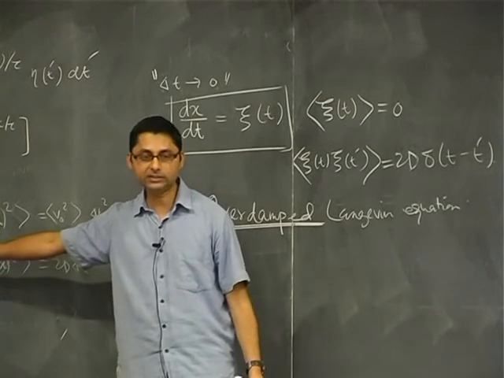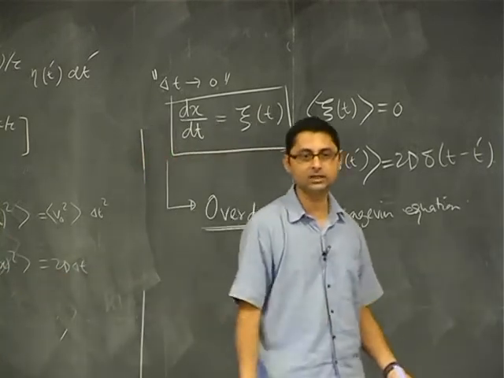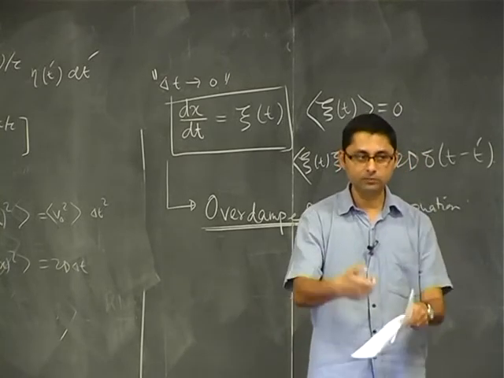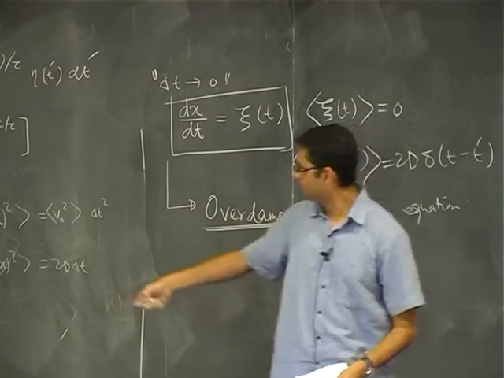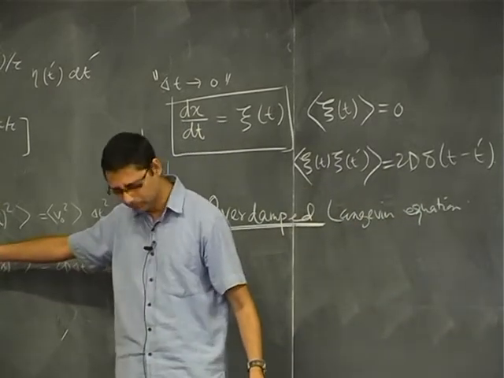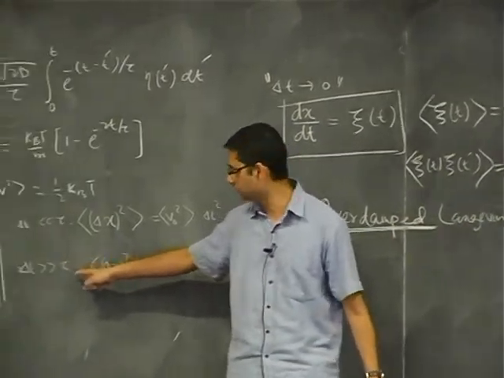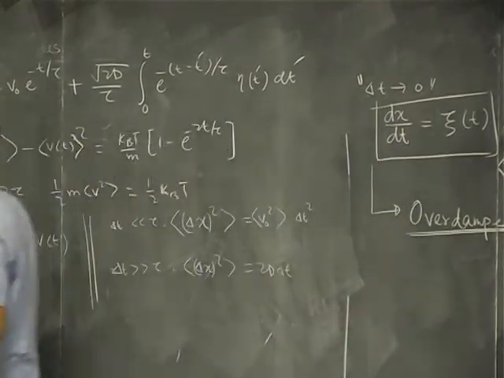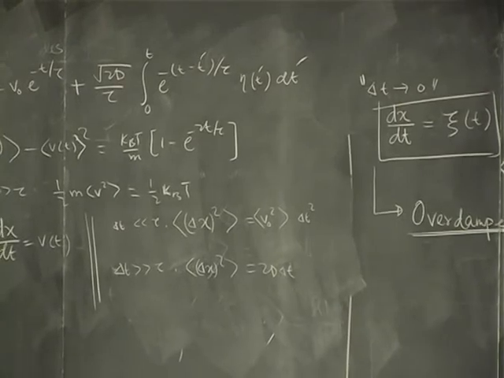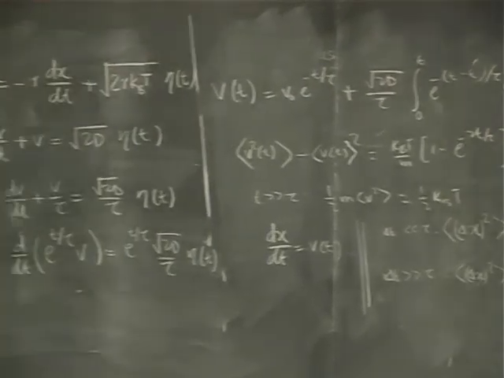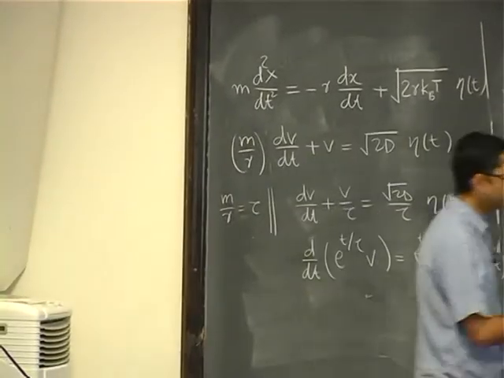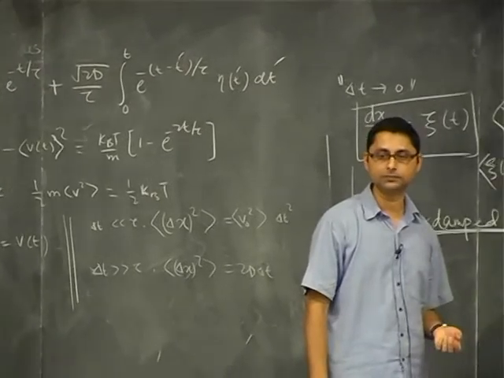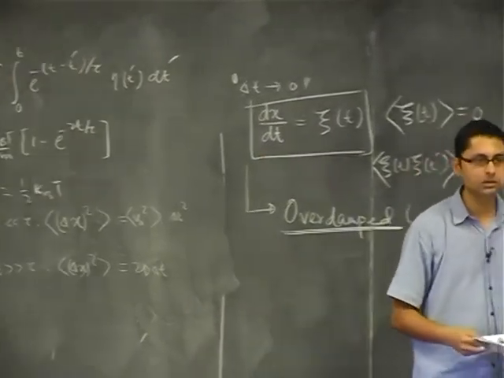So in this case, if you are interested in a time scale much larger than tau, you are only going to measure positions with a time accuracy which is much larger than this tau. Then you can drop this term here, because it's as if you are taking the tau going to 0 limit. So this is equivalent to taking the tau going to 0 limit. That's the meaning of the overdamped equation, right?